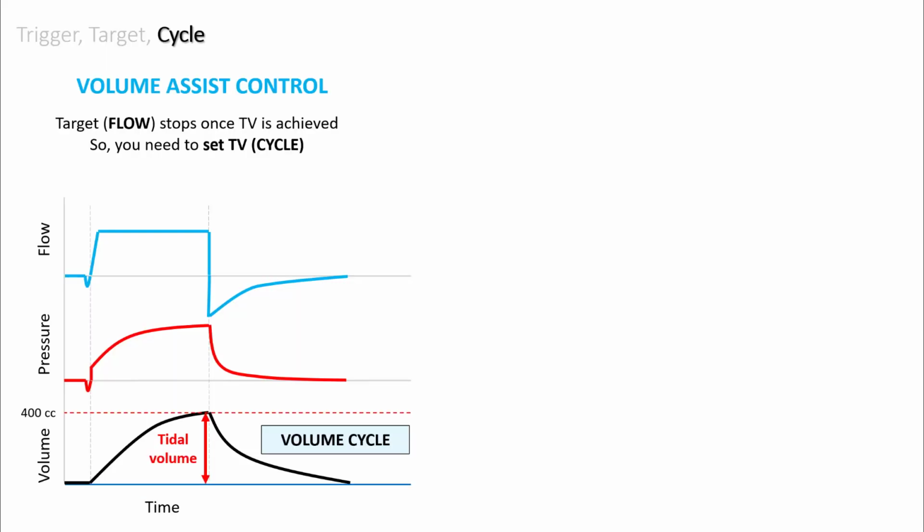In volume assist control, these are volume cycled breaths. That means if you input tidal volume as 400 cc's, the ventilator will stop inspiration once 400 cc's is achieved. If you put tidal volume as 500 cc's, the ventilator will stop once your 500 cc's have been achieved. The ventilator will figure out your inspiratory time depending on the flow rate that you are giving this patient. So for example, if your tidal volume is 400 and your flow is 40 liters per minute, that's going to take 0.6 seconds, and that will be your inspiratory time that your ventilator would have calculated.